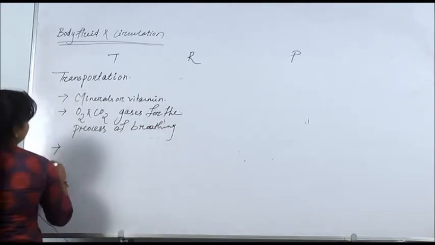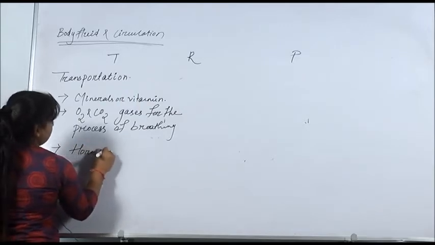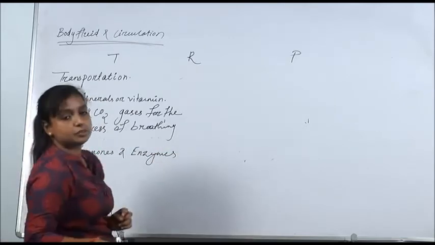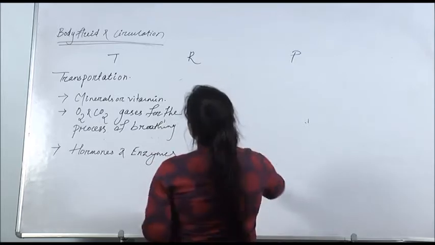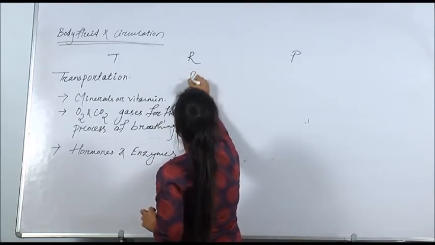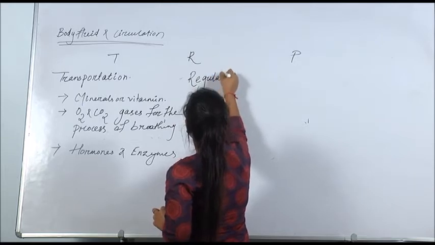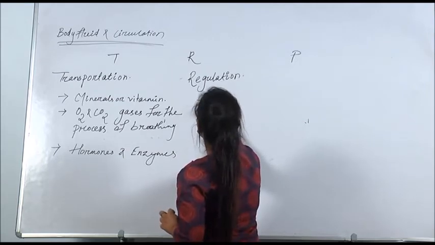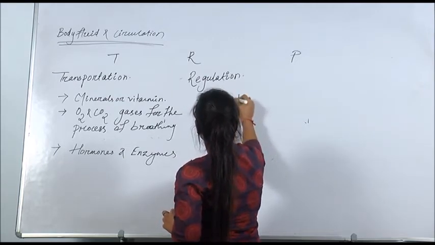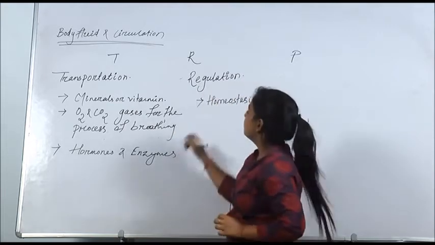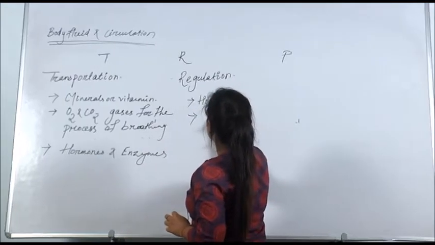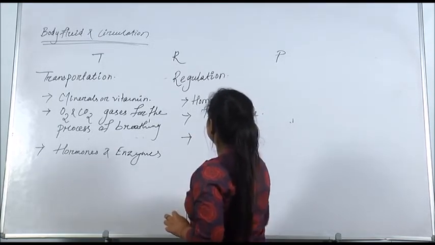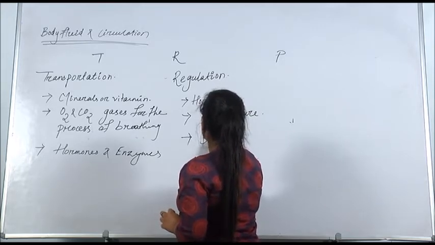This transportation may be the transport of hormones or enzymes that are responsible for different biological processes. So when coming to the R part, R means regulation. So how does circulation regulate our body processes? By maintaining homeostasis, by regulating body temperature, by maintaining salt balance.